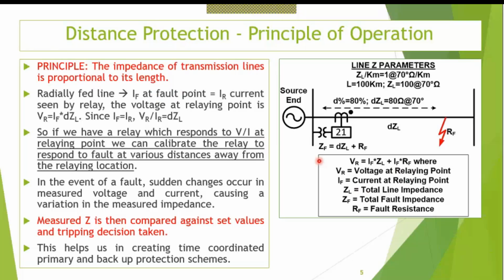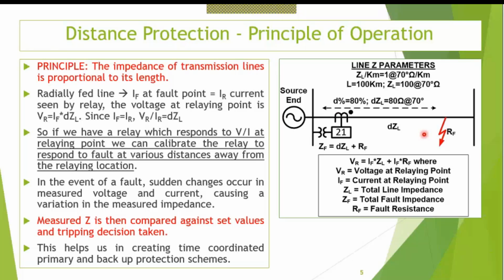In a radial line, what happens if there is a fault over here? The impedance seen by this relay, the voltage divided by the current seen by this 21 relay, is proportional to the distance of the fault from the relaying location. This particular fact can be used to calibrate the relay to respond to a fault at various distances away from the relaying location. In overcurrent, it's very difficult to restrict zones, whereas distance protection makes it very easy to restrict the zones.